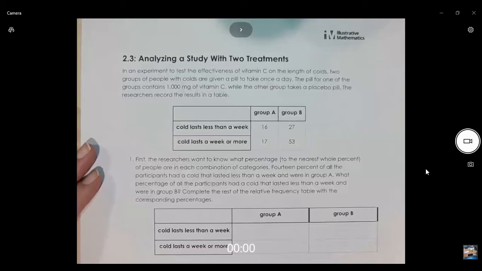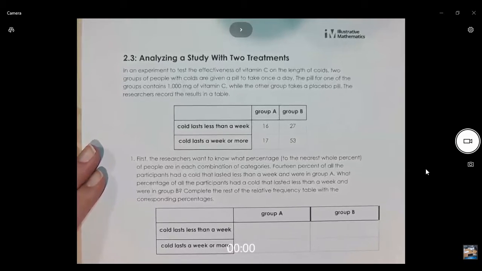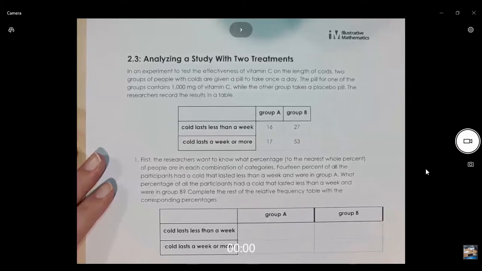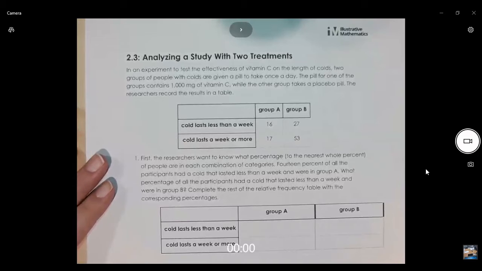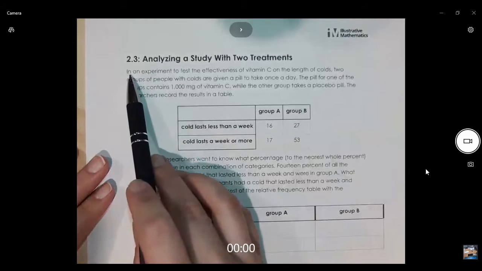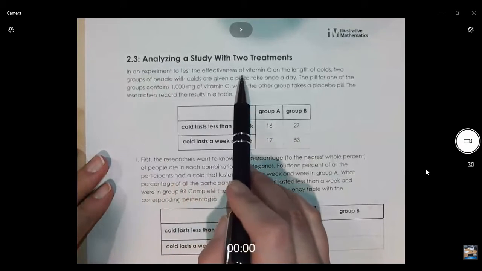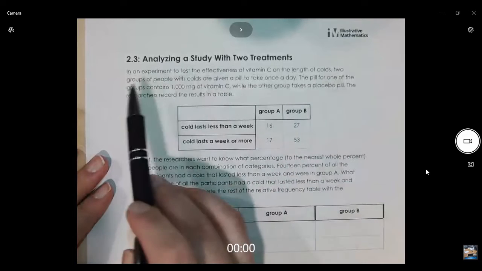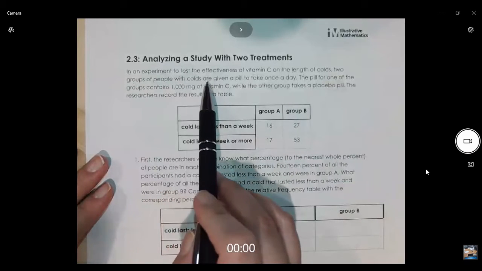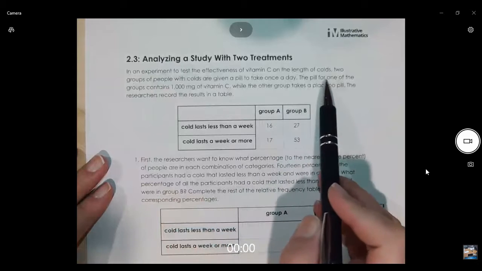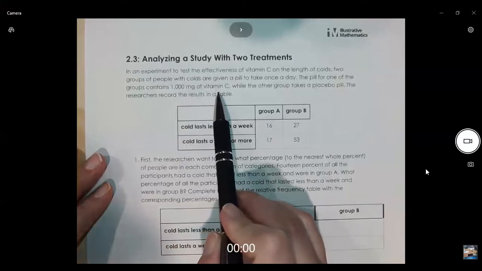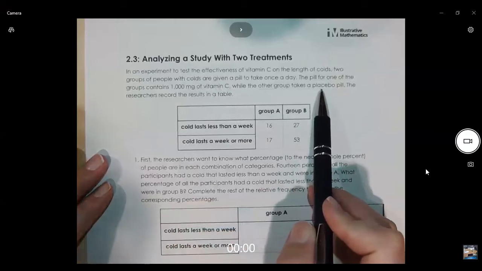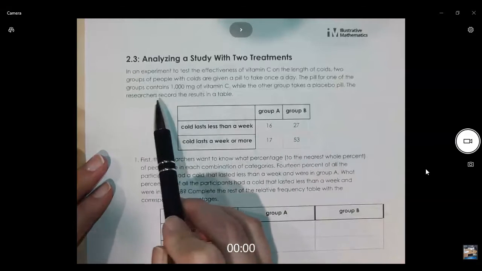So we're going to start by looking at another example that we've been looking at with two-way tables, and then I'm going to go back and give you some specific vocabulary that you're going to want to know for some of these tables. So first it says, in an experiment to test the effectiveness of vitamin C on the length of colds, two groups of people with colds were given a pill to take once a day. The pill for one of the groups contains 1,000 milligrams of vitamin C, while the other group takes a placebo pill. The researcher recorded the results in the table.